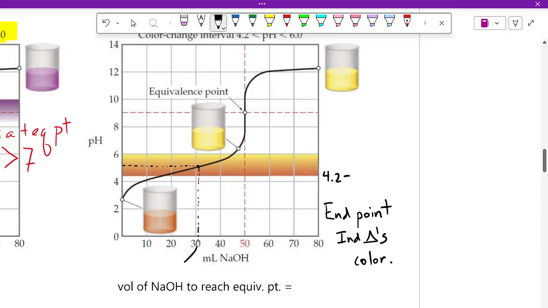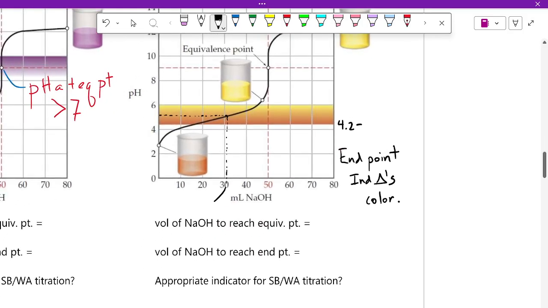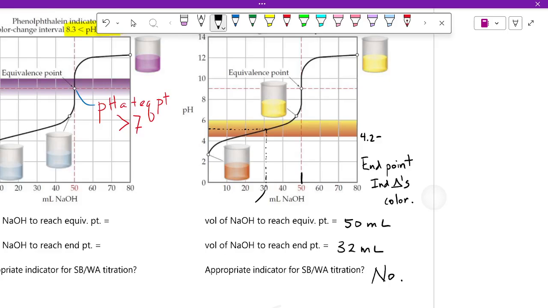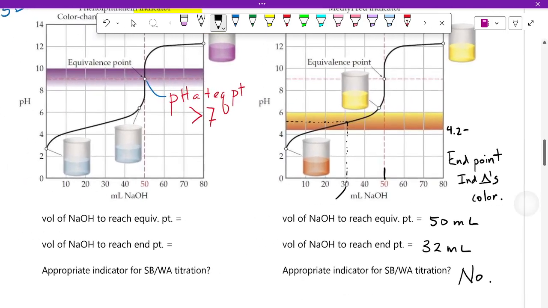So the volume of NaOH needed to reach the endpoint is 32 milliliters. The volume needed to reach the equivalence point is 50 milliliters. Is methyl red an appropriate indicator for that strong base, weak acid titration? No, because they don't match up. You need the endpoint and the equivalence point to be the same volume.